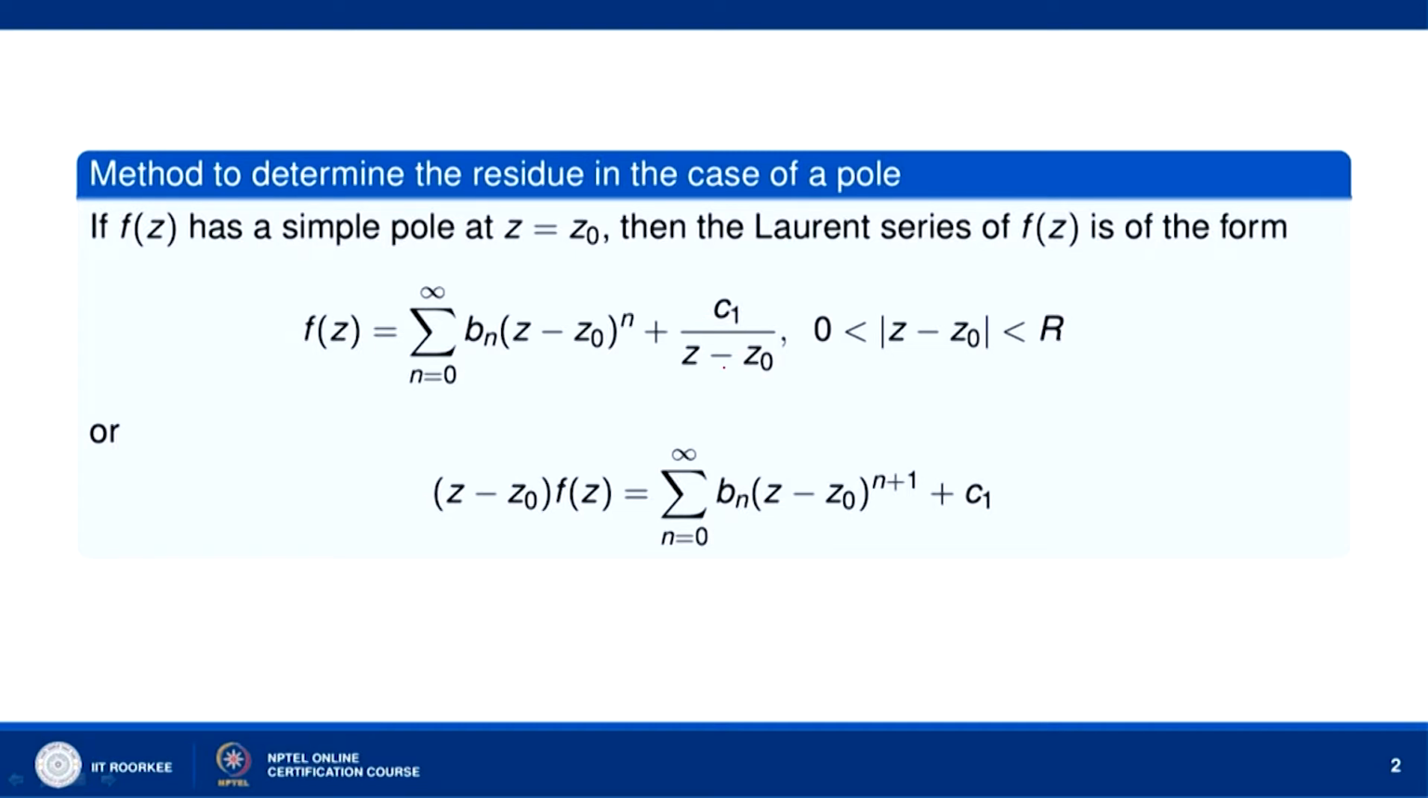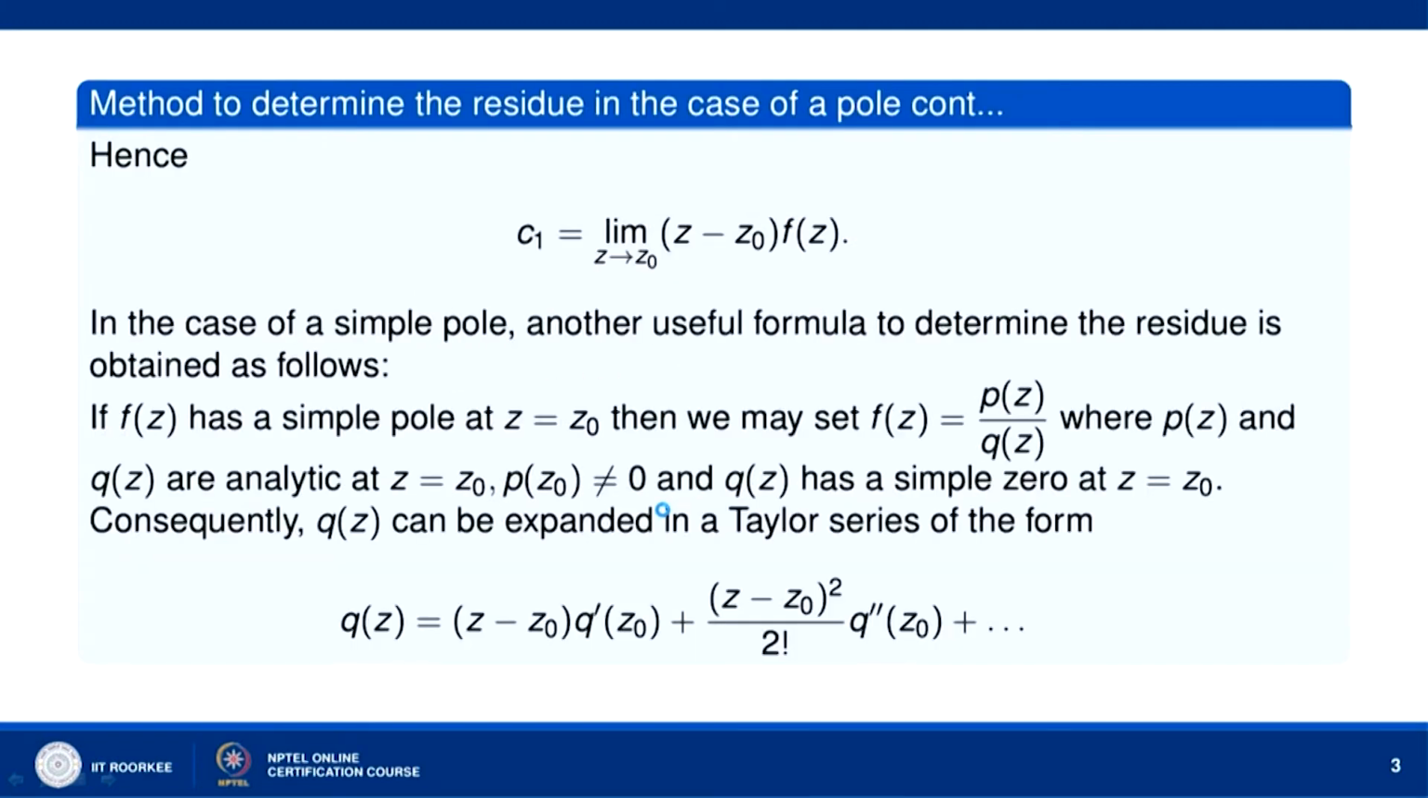So, when we want to find the residue C1 of a function f(z) in the case of a simple pole at z = z0, we do not need to write the Laurent series for the function f(z) with center at z = z0. We can directly use the formula to evaluate C1. The formula is C1 = limit z tends to z0 of (z - z0) f(z).